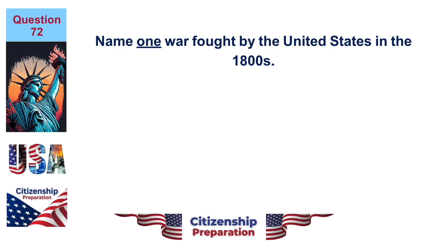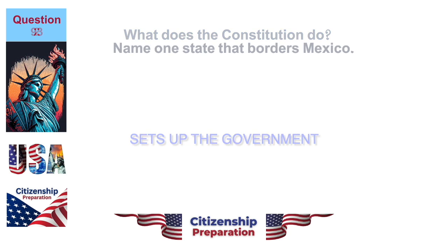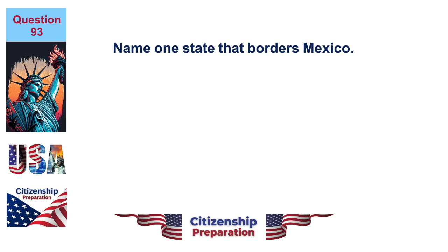Name one war fought by the United States in the 1800s. Civil War. What does the Constitution do? Sets up the government. Name one state that borders Mexico. California.